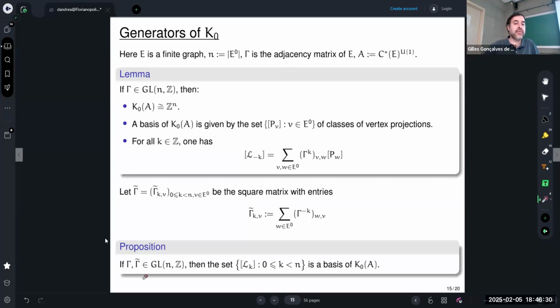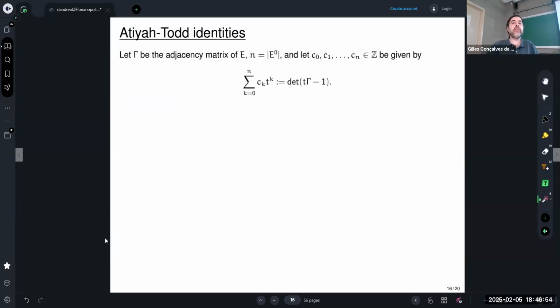So now if not only gamma is invertible, but also gamma tilde is invertible over the integers, then you can take projections and invert this relation in some sense, and show that the classes of line bundles from L0 to Ln minus 1 form a basis of K0. So you just need these two matrices to be invertible, and then your K0 is indeed generated by line bundles. I'm going to show you some examples very soon, but first, the last slide with the general results.